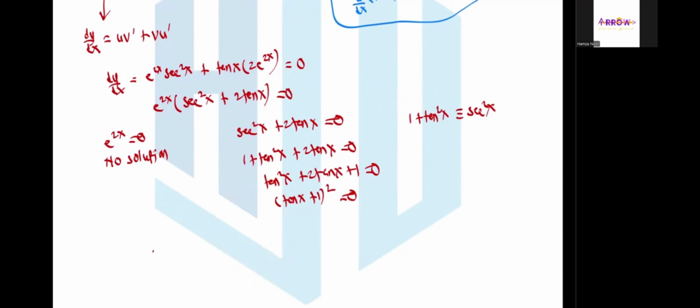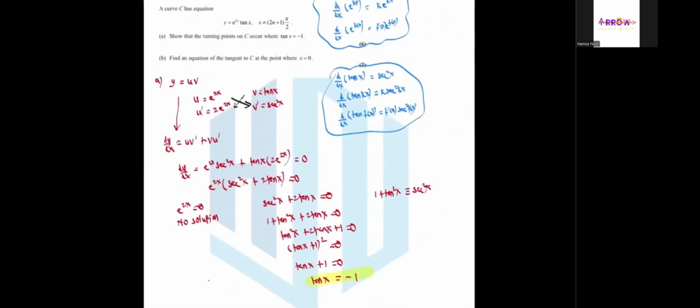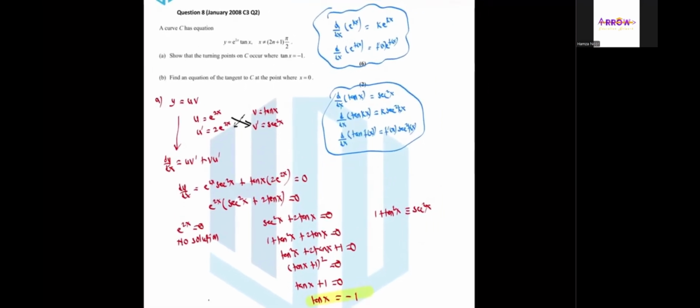All right. So far we have achieved this thing. And when we take a square root on both sides, so when the square is removed, tan x plus 1 is equal to 0, and therefore we have shown our required form that tan x is equal to -1. Okay, so this was the requirement of part A. All right. So now let's move on to part B.